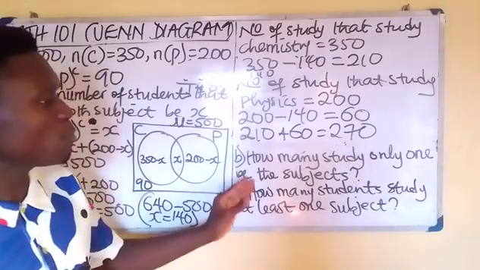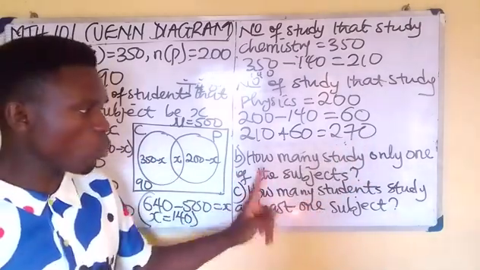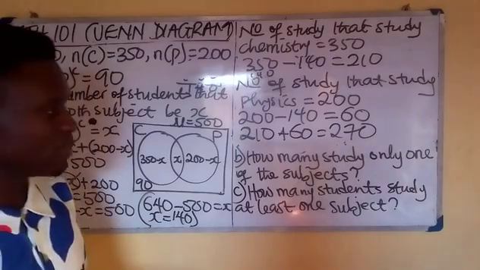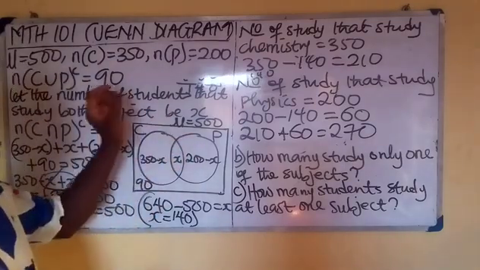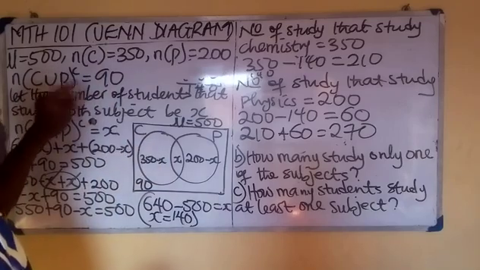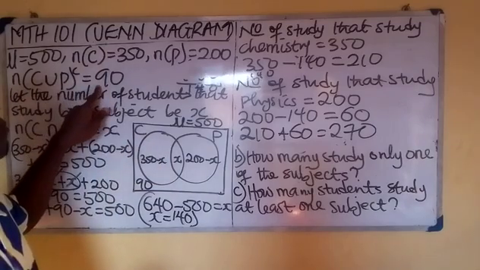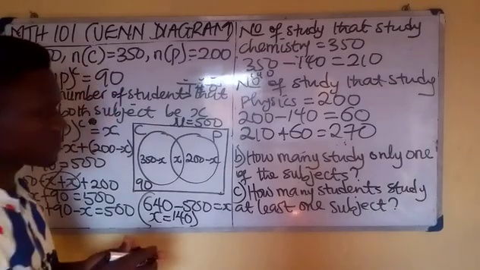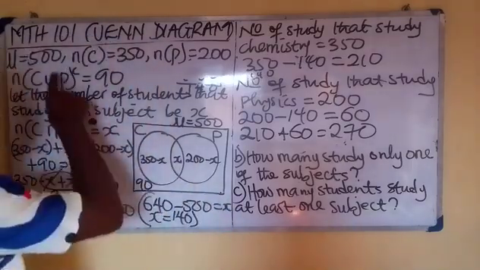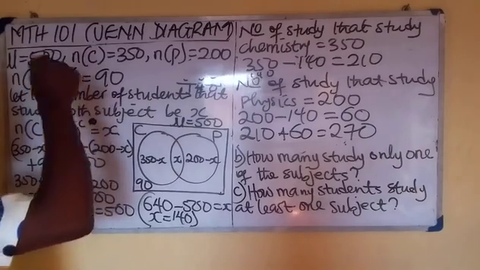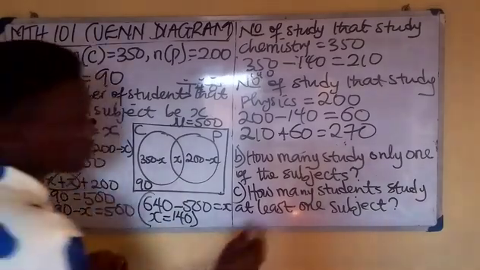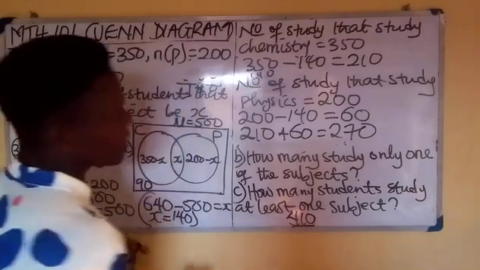Then they said how many students study at least one subject? That word at least means you have to remove the number of students that study neither from the total. Meaning that you have 500 minus 90, I'll get 410. So to get the number of students that studied at least one of the subjects, it is simply 500 minus the number of students that study neither of the subjects. It becomes 500 minus 90, I'll get 410. So this is my final answer.